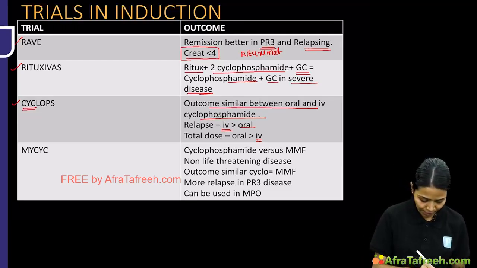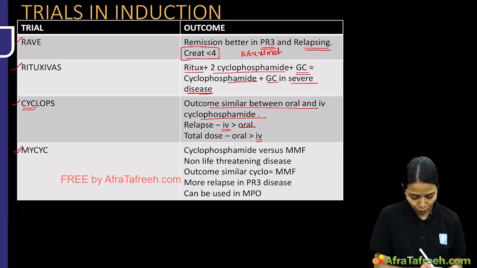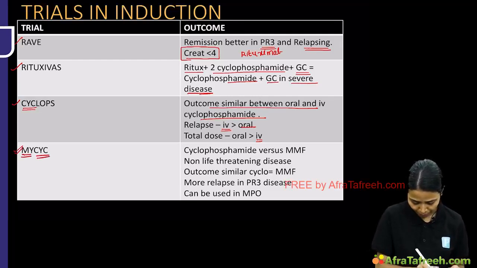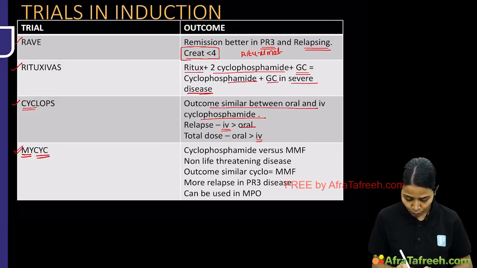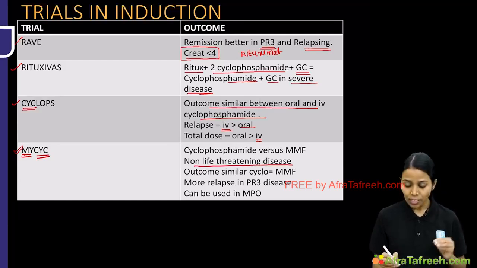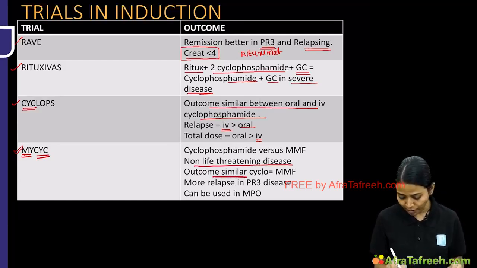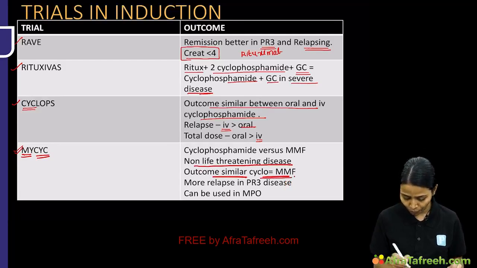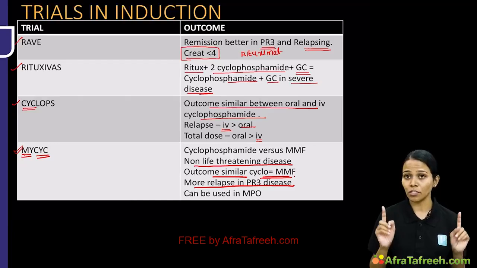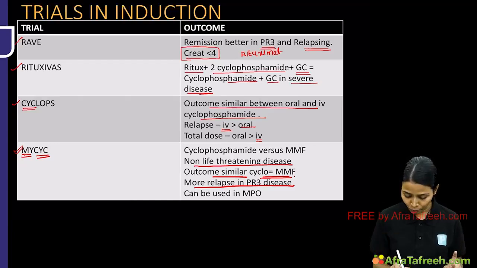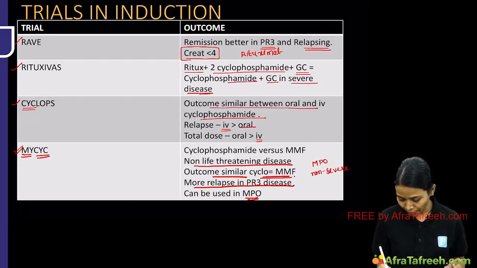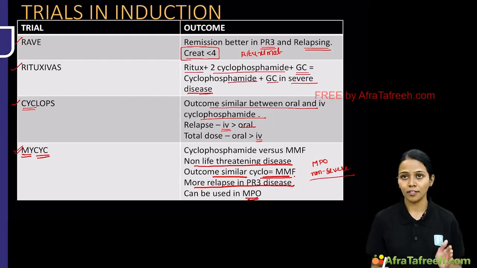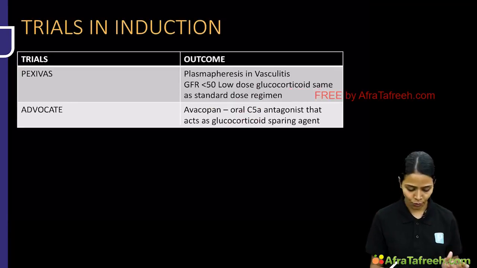Then the MYCYC trial, that is mycophenolate, was compared with cyclophosphamide, right? It's from the name. So this was done in non-life-threatening disease. Their outcome was similar in the cyclophosphamide and MMF group. Okay. But in the PR3 disease, when you used MMF, there was more relapse. So hence it can be used in MPO disease. So in MPO disease and non-severe disease, mycophenolate can be used. Okay. That is what the MYCYC trial showed.